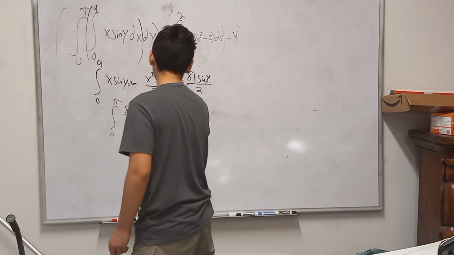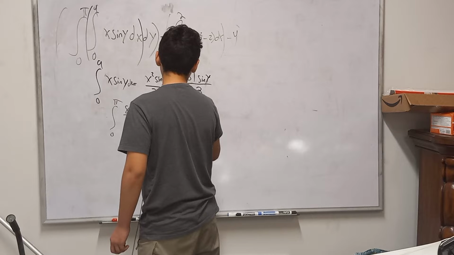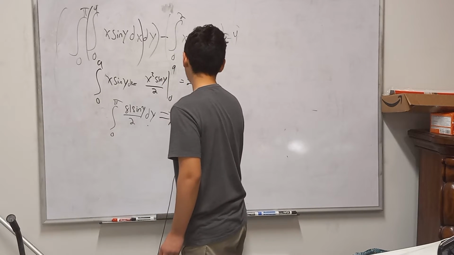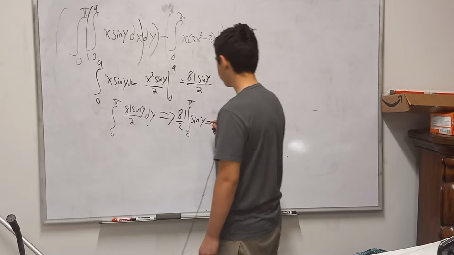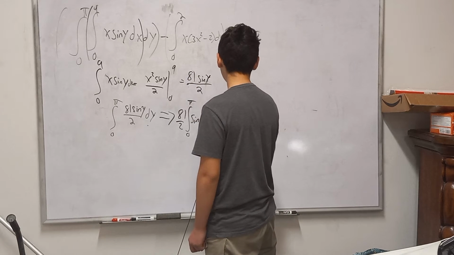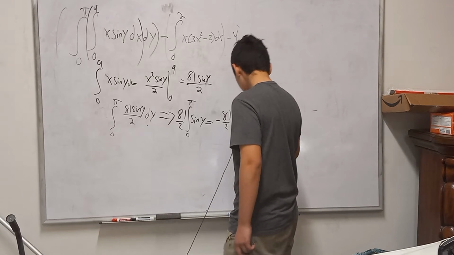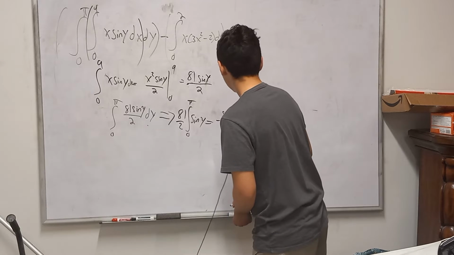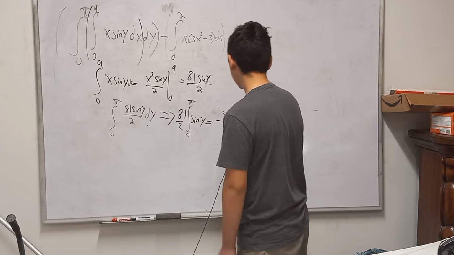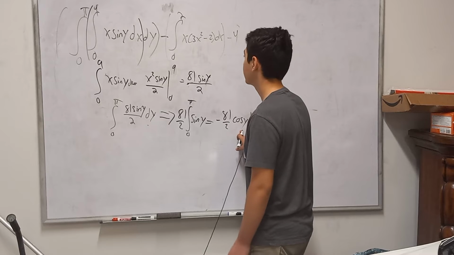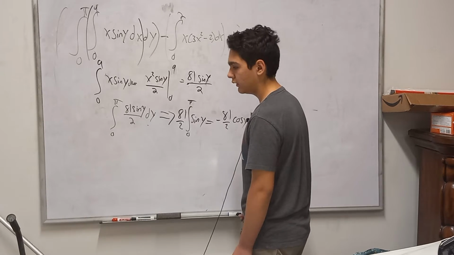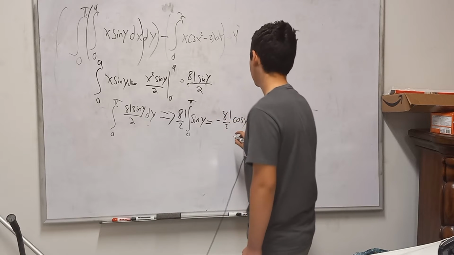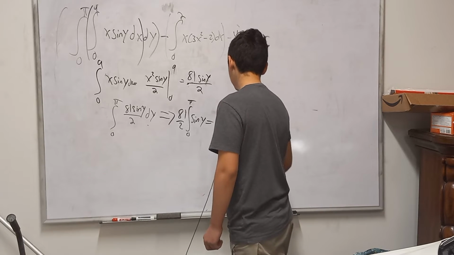So bringing it forward, we'll have 81 over 2 times the integral of sine y, of course with our bounds 0 to pi. So we just integrate that. We get negative 81 over 2 cosine y, with our bounds pi and 0. Now first, cosine of pi is negative 1. Negative 1 times the negative 81 over 2 gives you 81 over 2. Fairly simple.